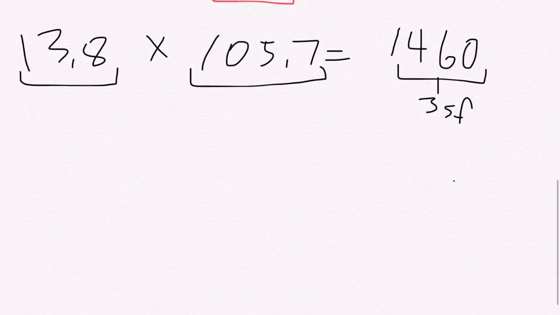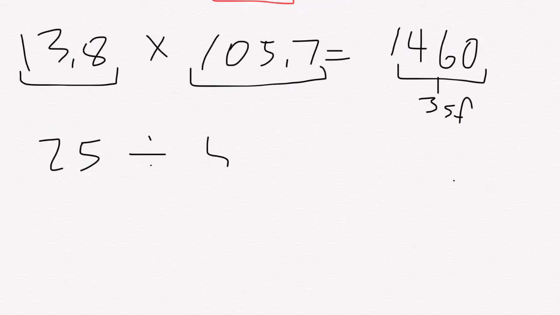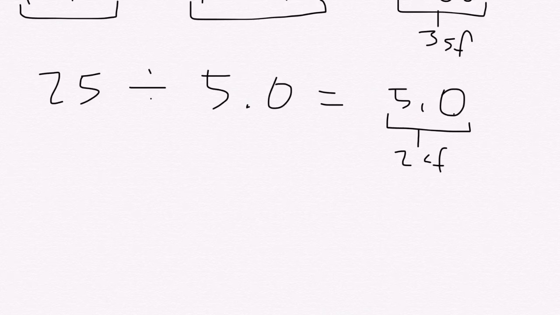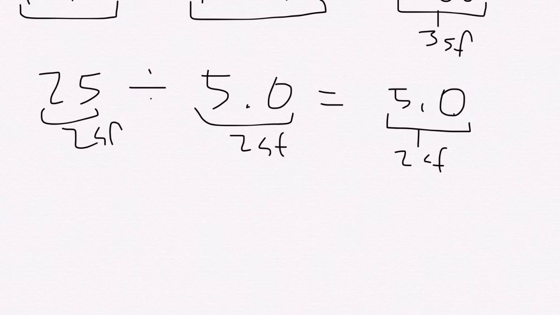Alright, so maybe let's do a division example. So if we have 25 divided by 5.0, they both have 2 sig figs, right? So our answer would also have 2 sig figs. If we do that, that would just be 5.0. That's 2 and that's also 2.